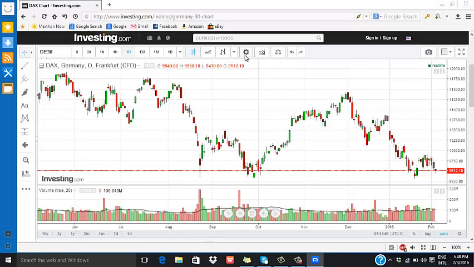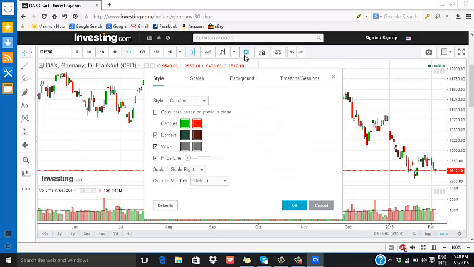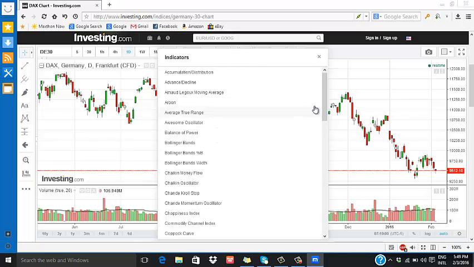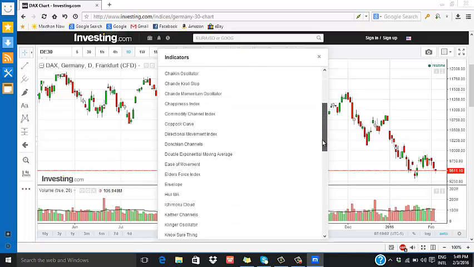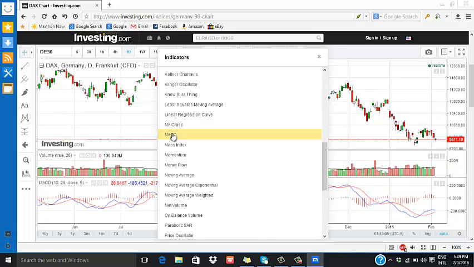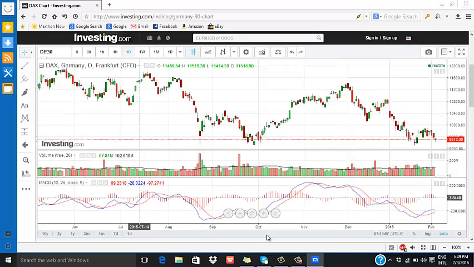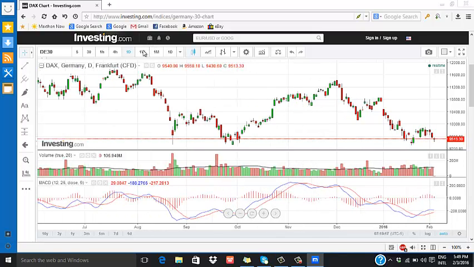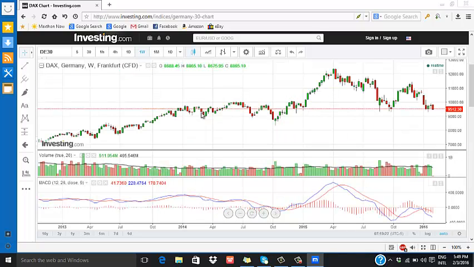We can also add or change indicators in the chart by clicking on these buttons. For example, let me try to add an indicator called MACD. Click on this and you can see the MACD indicator has been added at this particular point, to make our analysis more effective and clear. You can also change the time frame of these charts to weekly, daily, or even hourly, minute wise also you can do it.